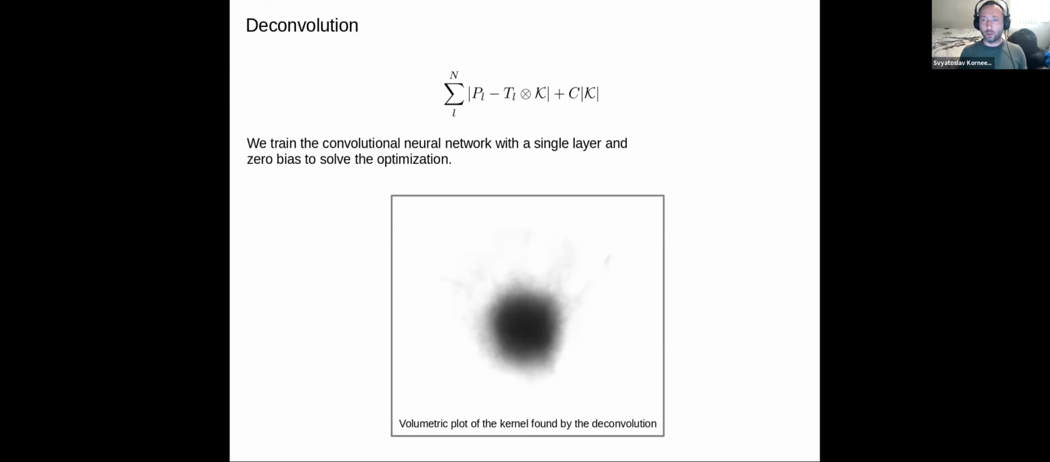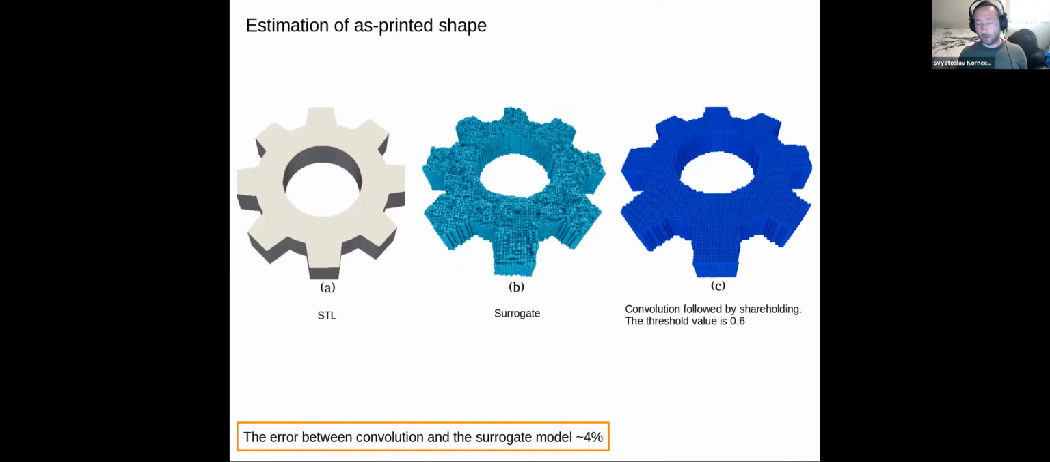Now you can do estimation of a part shape and compare with a surrogate model. This slide summarizes the comparison of the output of a surrogate model of multiphysics simulation with the shape estimation from convolution followed by thresholding. The left figure shows the STL file. The middle figure shows the output of the surrogate model, and the right figure shows the shape estimated by convolution followed by thresholding. The error between the convolution and the surrogate model is around 4%.